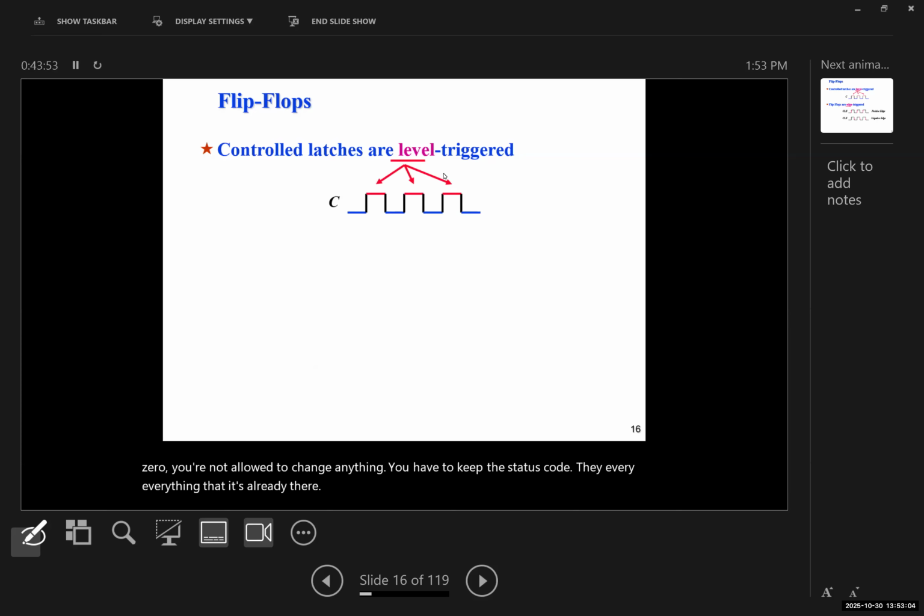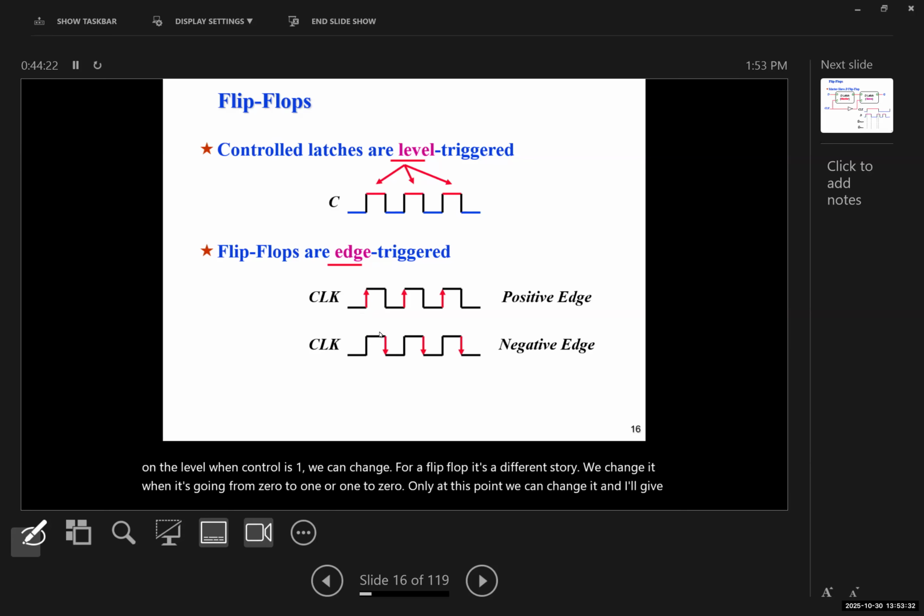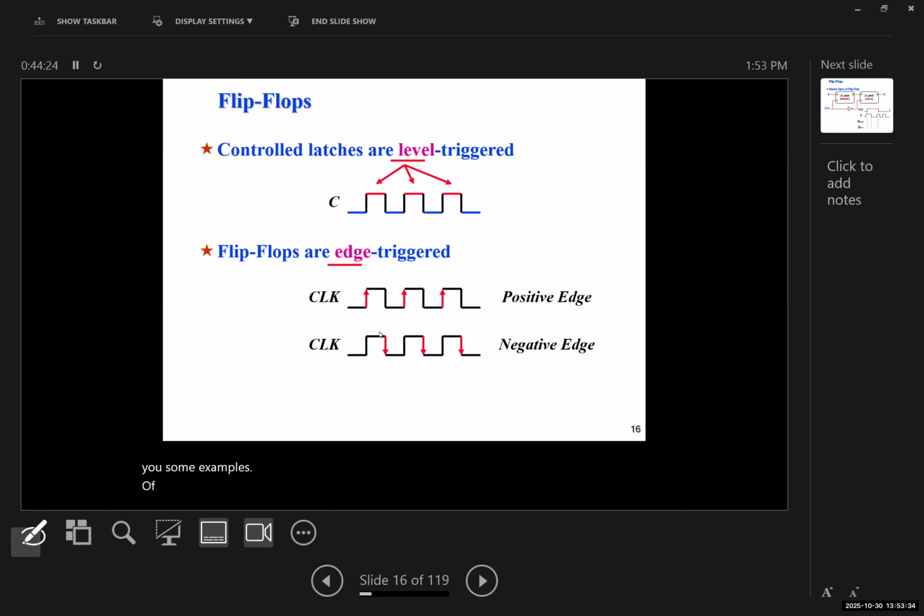Now, control latches are level triggered. We also have edge triggered, which are used in flip-flops. And edge triggered could be positive edge or negative edge. So again, in a control latch, based on the level, when control is 1, we can change. For a flip-flop, it's a different story. We change it when it's going from 0 to 1 or 1 to 0. Only at this point we can change it. And I'll give you some examples of these as well.